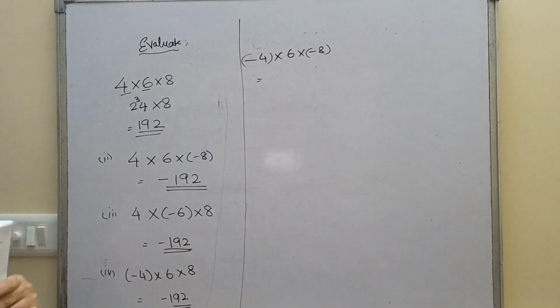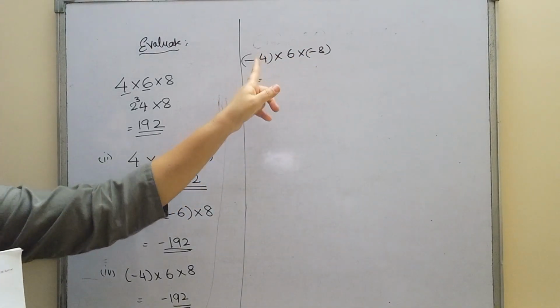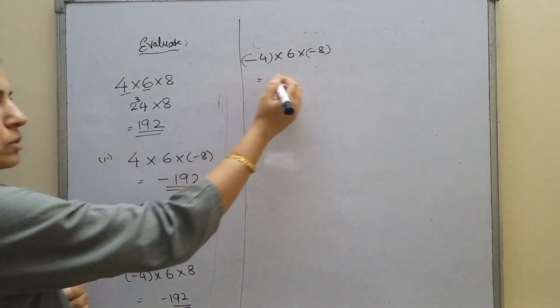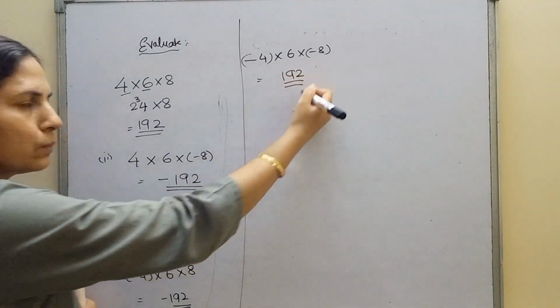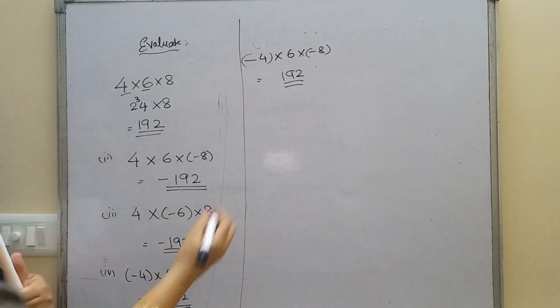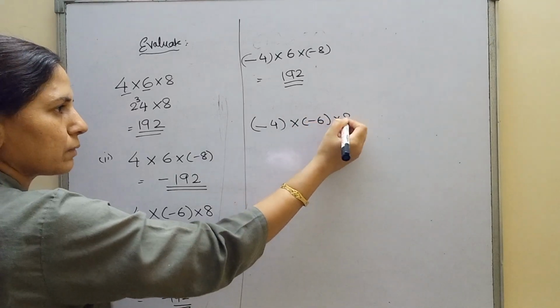See, how many minuses are there? 2. That is even in number. They will nullify. It will become positive. So your answer here is plus 192 only. No minus sign. Next is, what if minus 4 into minus 6 into 8?